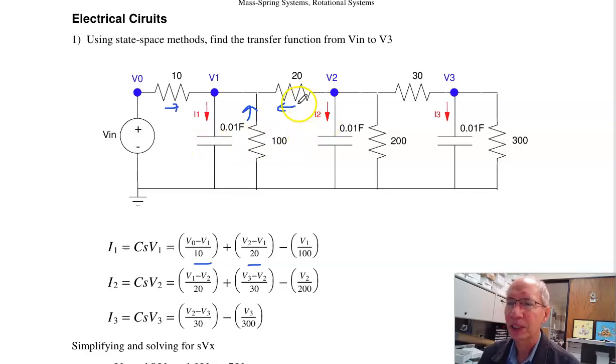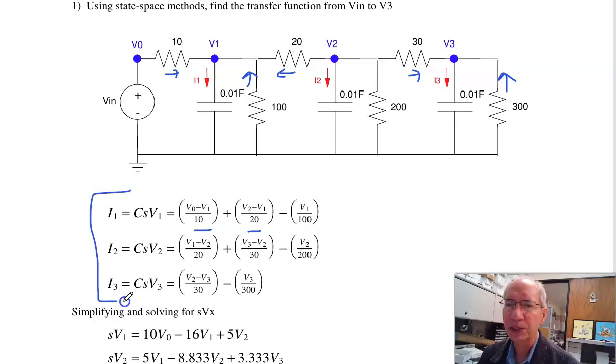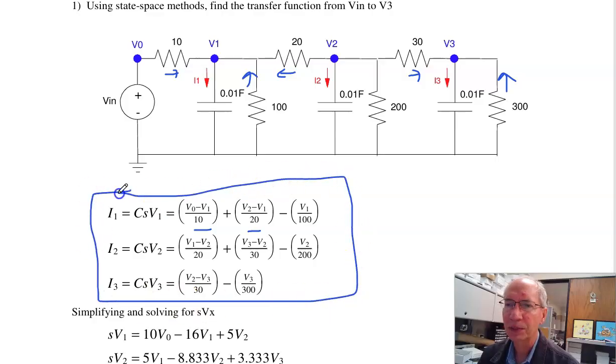For I2, it is the current from the left, right, and down. So I2 is C dV/dt. That's V1 minus V2 over 20, plus V3 minus V2 over 30, plus 0 minus V2 over 200. And finally, I3 is the current from the left plus current up. I3 is C dV/dt. That's V2 minus V3 over 30 plus 0 minus V3 over 300. So these are the three differential equations that describe that circuit.